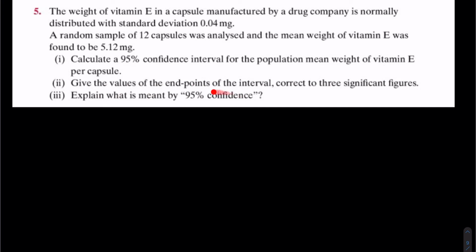confidence. So we're expecting that 95% of the sample means taken out of this population would be within a predicted range, would be within the confidence interval. So that's the meaning of the confidence interval. We are expecting that 95% of the sample means taken out of this population would be within that interval.